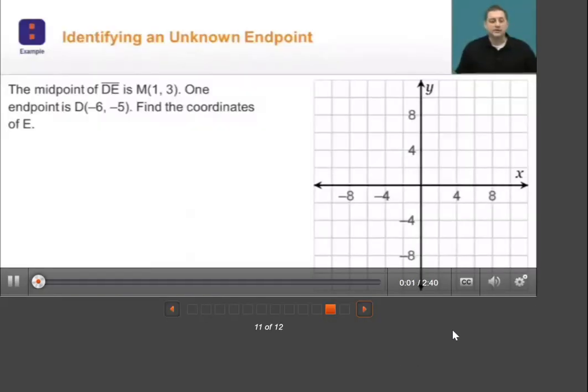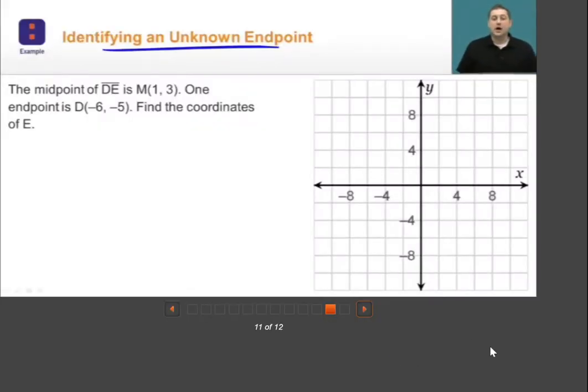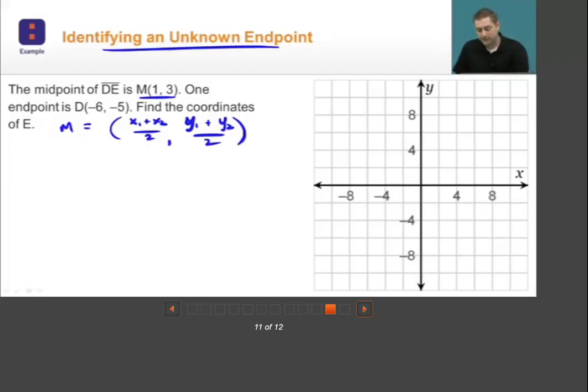The midpoint formula is great because it allows us to identify an unknown endpoint. Now, first let's identify our midpoint formula again, just so we have it on here. We know that it's the x sub 1 plus the x sub 2 divided by 2 for the x coordinate, and y sub 1 plus y sub 2 divided by 2 for our y coordinate. Now we're given the midpoint at 1, 3. All right, so let's plug that in. Over 1, up 3. Let's be right there.